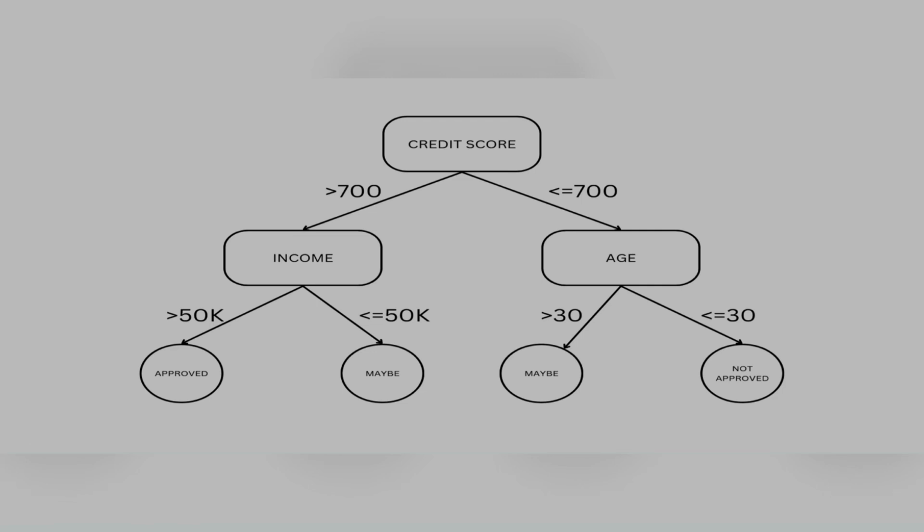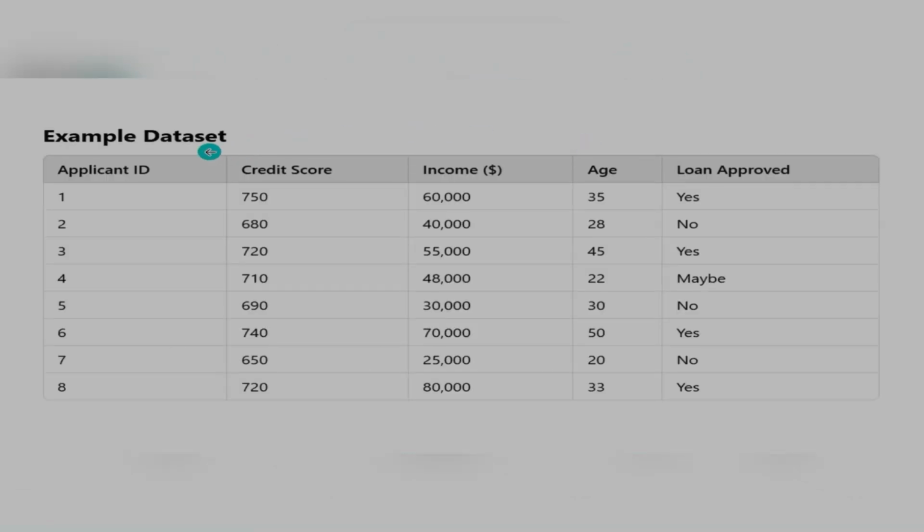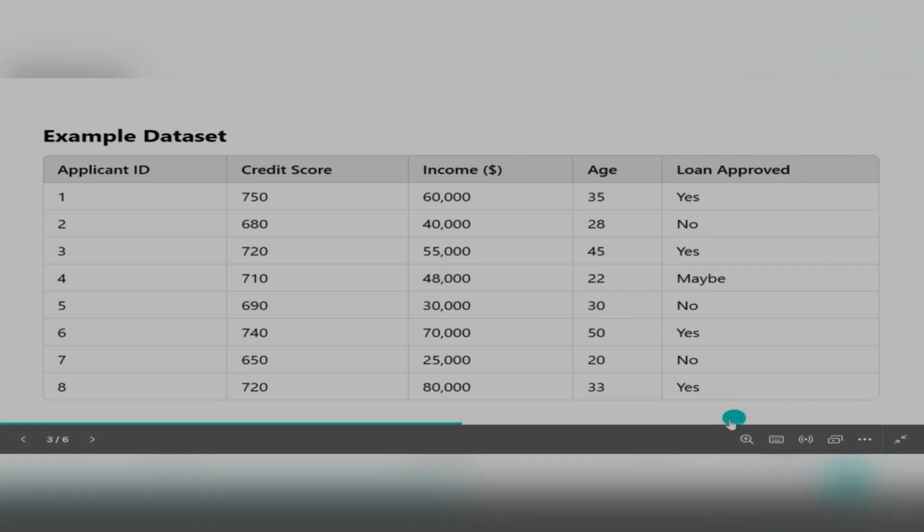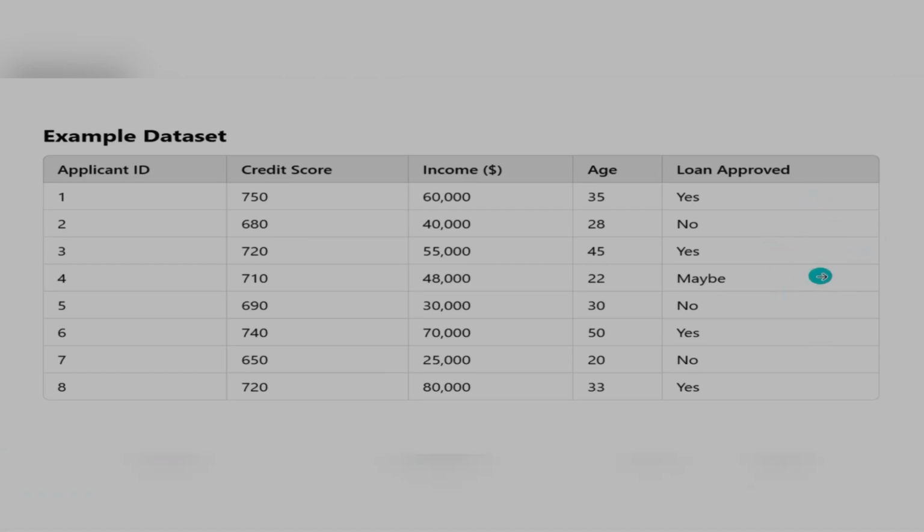Let us now understand how the decision tree splits the data and forms pure groups for the target variable. We'll start with the credit score, which is the root node. Let us first look at how the data set is. So we have the applicant ID, the credit score, the income in dollars, the age, and whether the loan was approved or not, or maybe. So this is our target variable. In this we have 3 components: yes, no, and maybe.